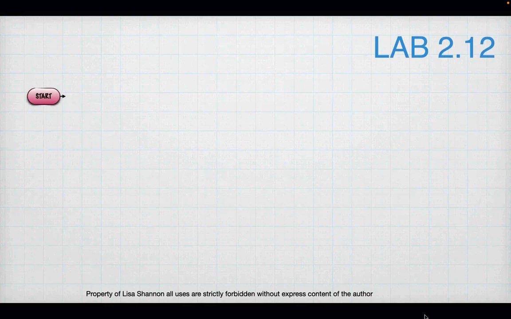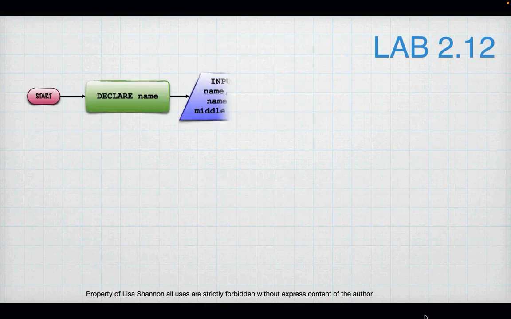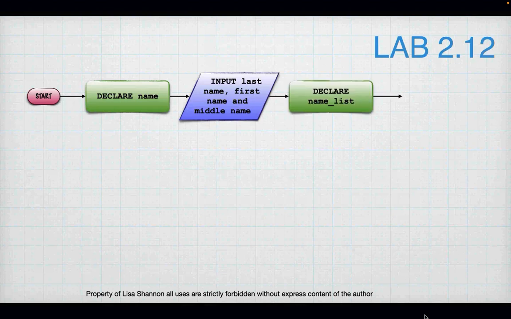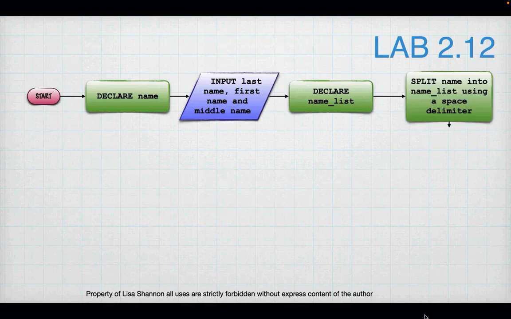Okay, so we can just do a little bit of flowcharting here. I'm going to declare a variable called name. I'm going to input either last name, first name, and middle initial. I'm going to declare a name list, and I'm going to split that name into something in the list.